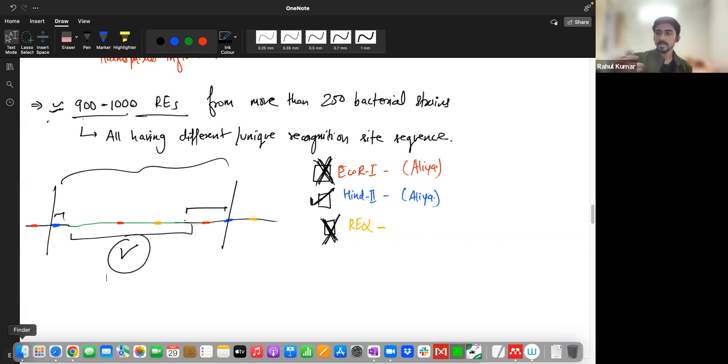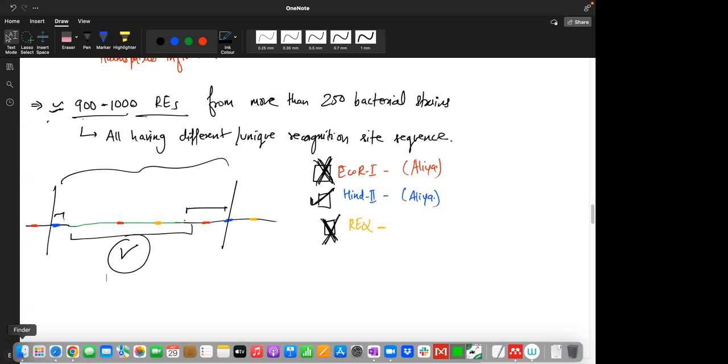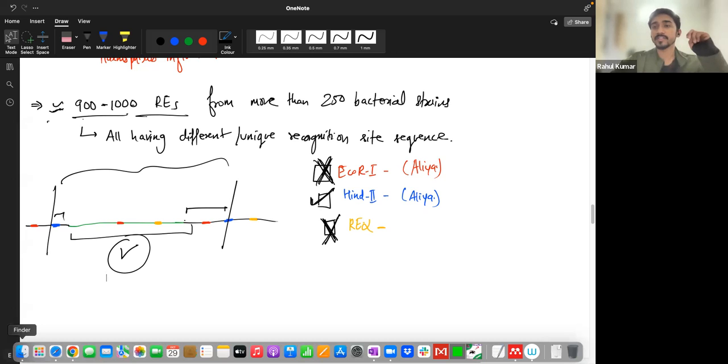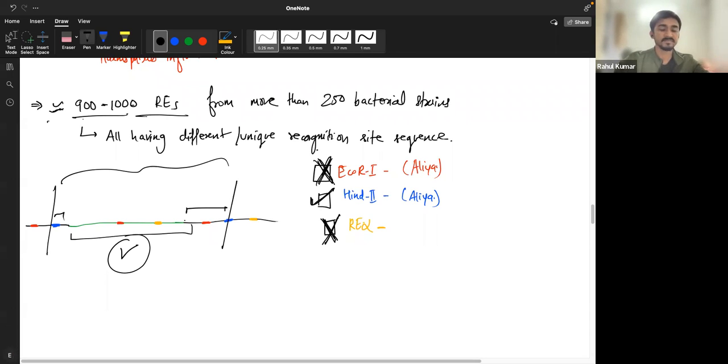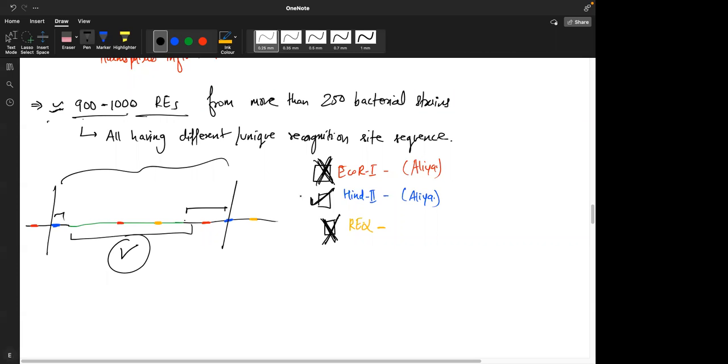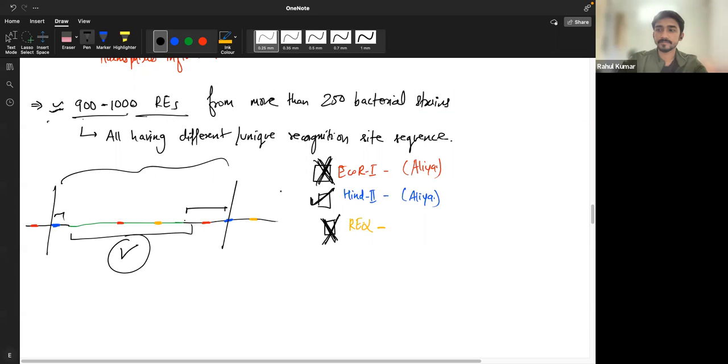Everyone understood about REs? Yes, sir. And how to select REs for your experiment, that is also clear. Yes, sir. So you will not get confused, right? If you see the recognition sequence anywhere in the middle.